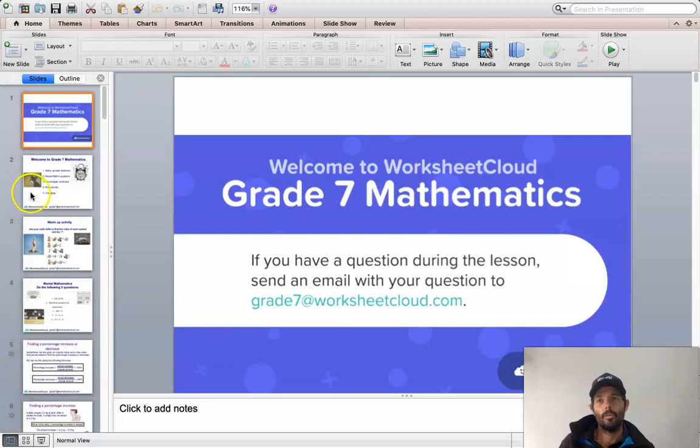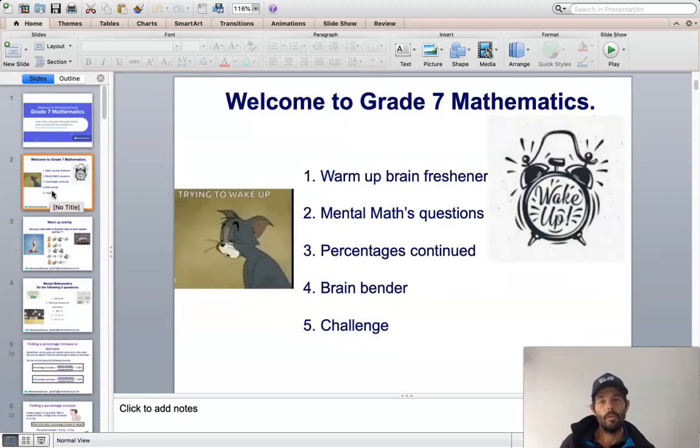Okay, so today we are going to have a look at percentages. We started with percentages a couple of days ago, and today we're going to have a look at percentage increase and decrease, which can be tied into profit and loss, and then your usual warm-ups and finishes on either side of that.